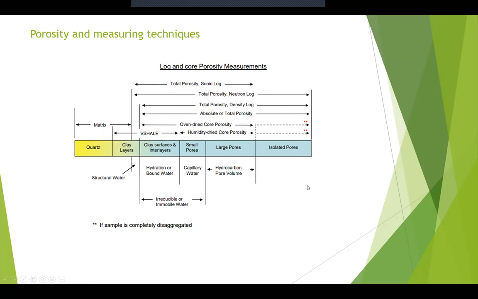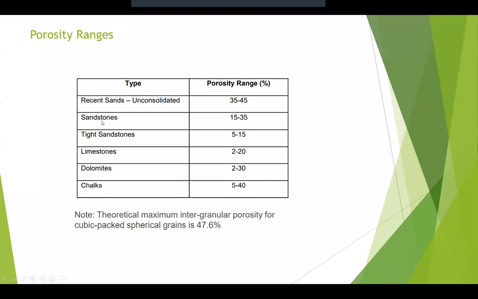For the porosity ranges, here we can see some common ranges of porosity. For the chalks it is from 5 to 40, then dolomites, and so on until we reach the unconsolidated sand. But what we see here is that for the chalks, it could go up high. This is also one of the carbonate issues. For the chalks in carbonates, it could have high porosity up to 40, but normally the permeability of the chalks is really low. So you see in carbonates that porosity is not directly connected to the permeability. You can get high porosity but very low permeability.